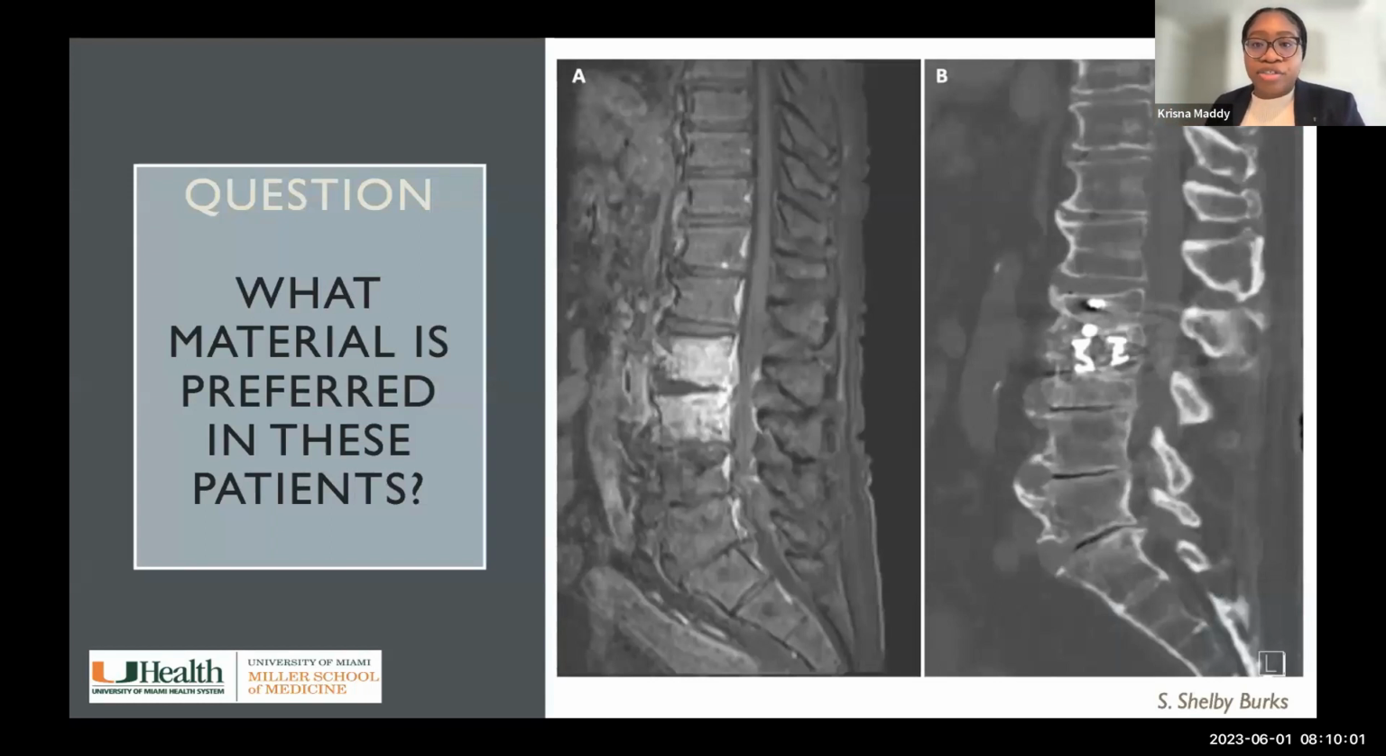their outcomes after surgery. This is just an example of an institutional case done by Dr. Shelby Burks in a patient with L2, L3 spondylodiscitis who was managed with placement of a titanium cage and had great improvements neurologically and pain-wise post-operatively. So how do we understand which cage material type is most important and vital in these patients?